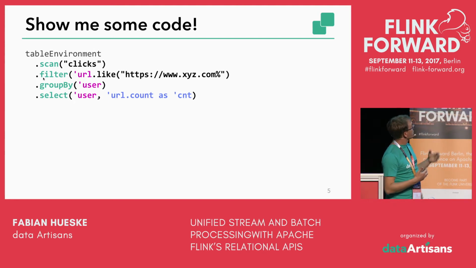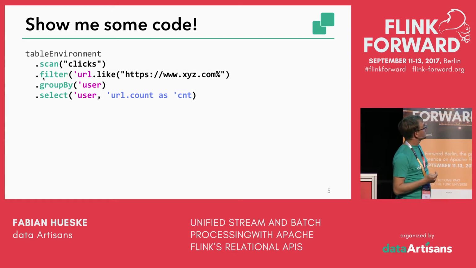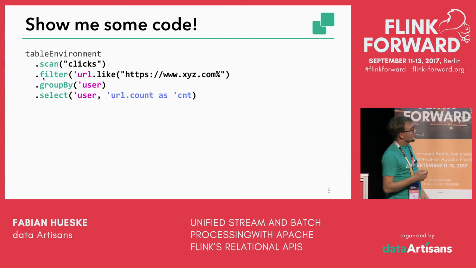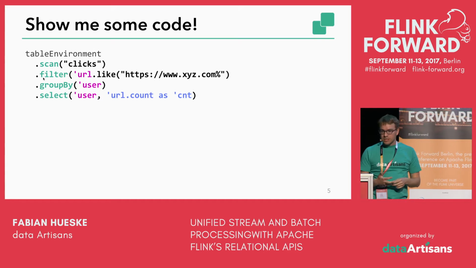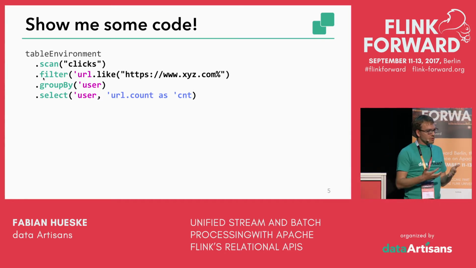On this table object, we can now apply a filter operation. Here, clicks is a table which contains a little bit of clickstream data, so we can filter for URLs which are like this certain pattern here. Then we can say a group by, and we say select and compute an aggregation.